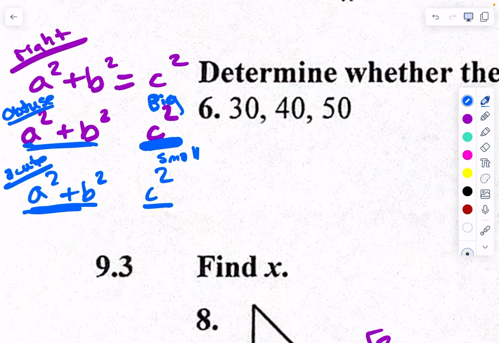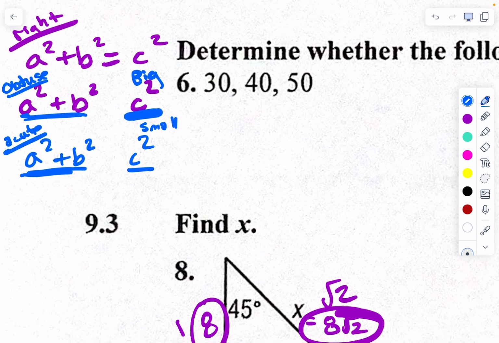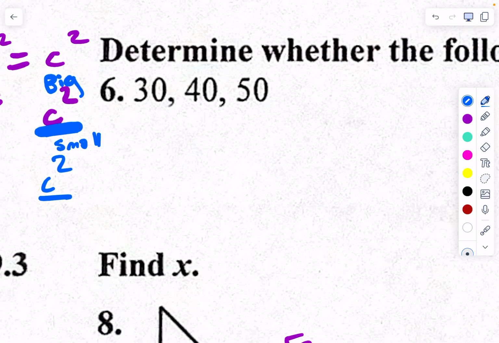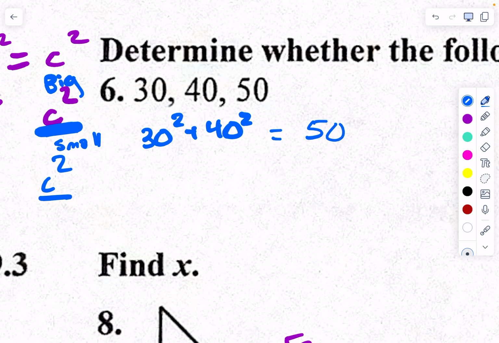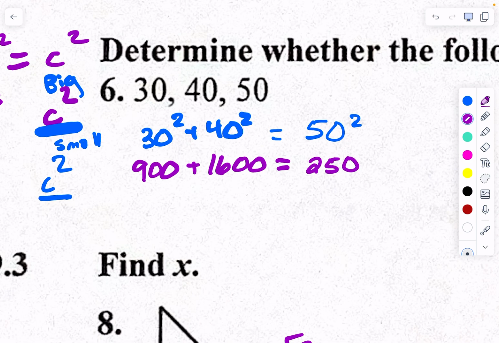Got it? All right. So which side is side C, by the way, on number 6? 50. Is it always the third one? No, it's the biggest side. So be careful because sometimes they might put them not in order for you. So I want to see if 30 squared plus 40 squared is equal to 50 squared. Let's see. 30 squared is 900. 40 squared is 1600. Do you know how to do these without using a calculator? Yes. What's 50 squared? 2500, right? 5 squared is 25. And 2500 is equal to 2500.